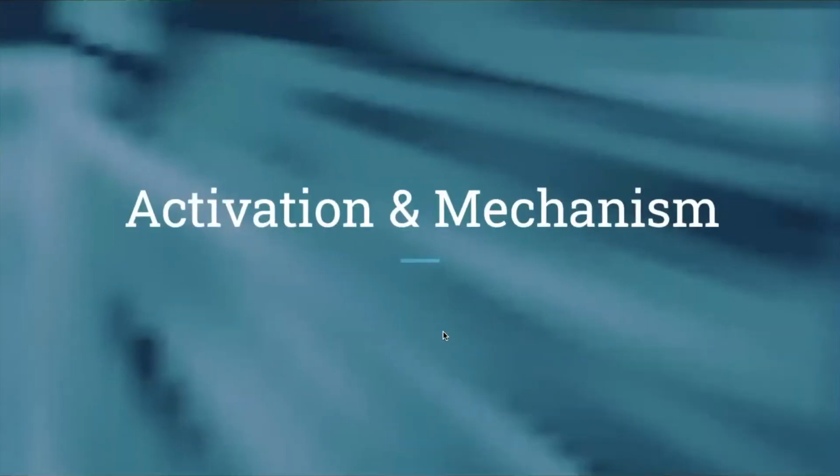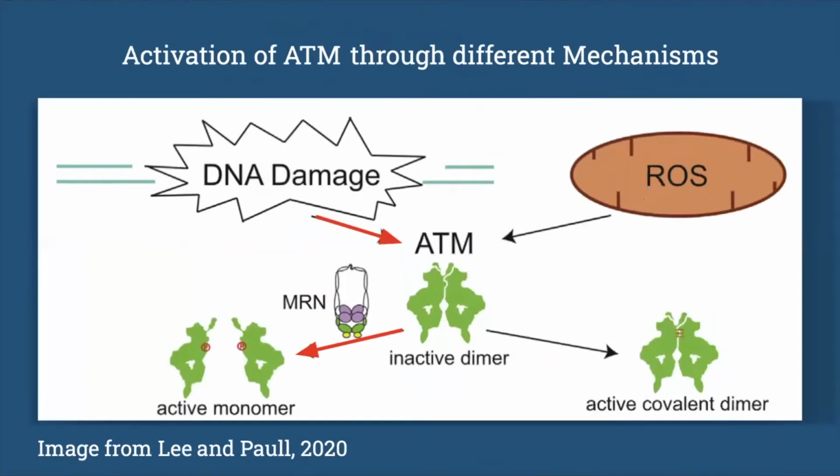So now let's look at different pathways by which ATM can be activated. The first is the presence of DNA damage. High concentrations of double-stranded DNA breaks can activate the ATM protein through a regulating complex called MRN. This induces splitting of the inactive ATM homodimer into the active monomer protein.